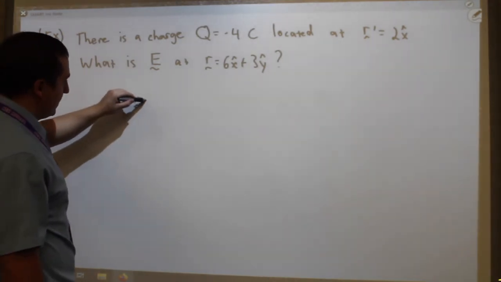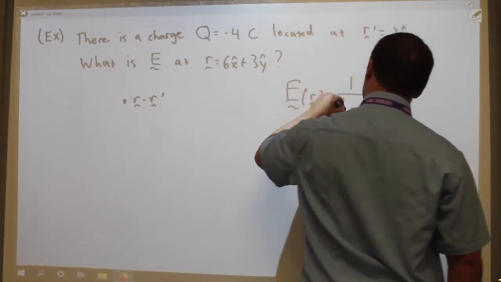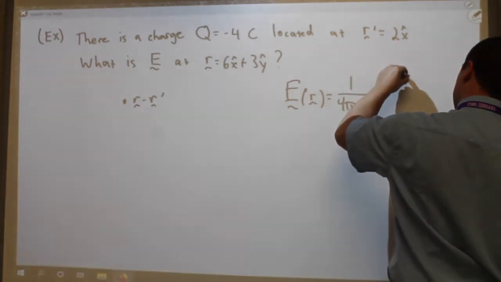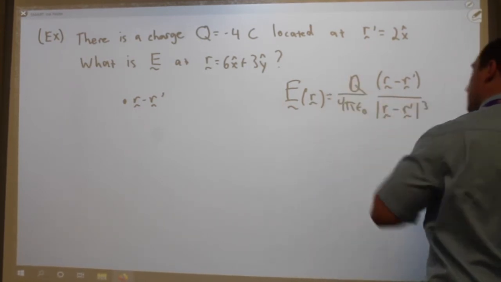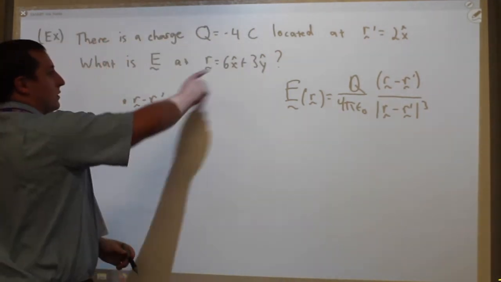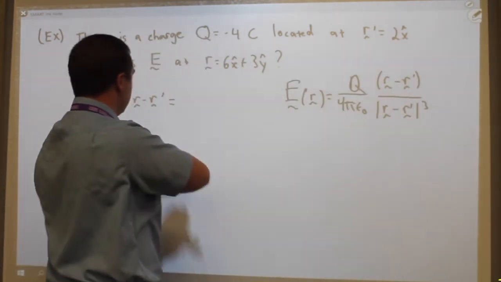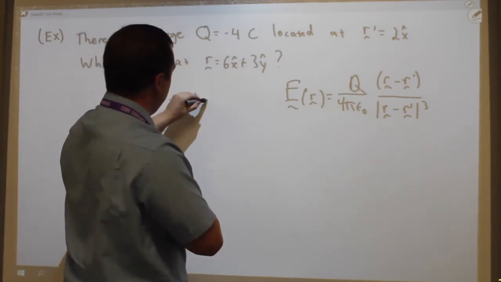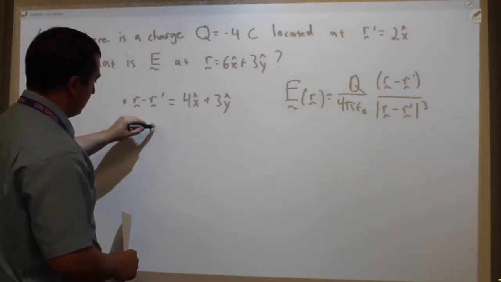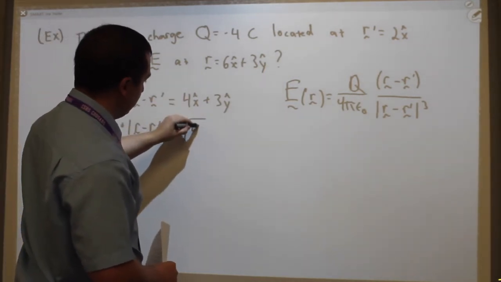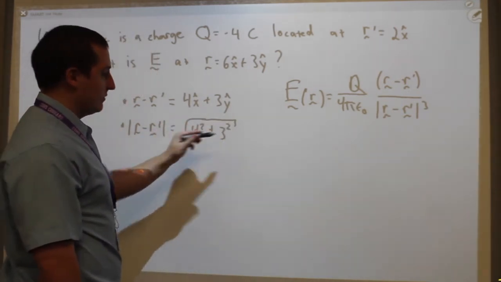First, let's compute r minus r prime. Remember, we're working with this equation. I need r minus r prime, and I need the magnitude of r minus r prime. Sorry, q is here. So r minus r prime, r is here, r prime is here. This only has an x hat component. We get 6 minus 2 x hat is 4x hat, and I get 3y hat from the r. Cool. And its magnitude, then, is the square root of 4 squared plus 3 squared. That's 16 plus 9 is 25, square root of 25 is 5.